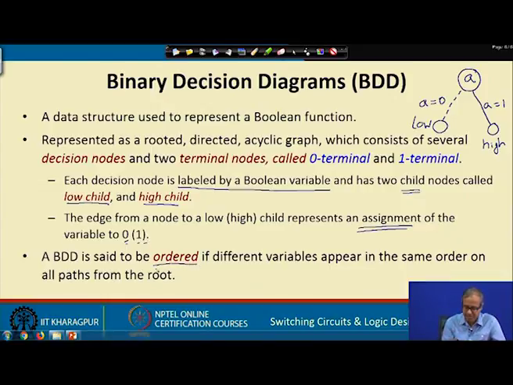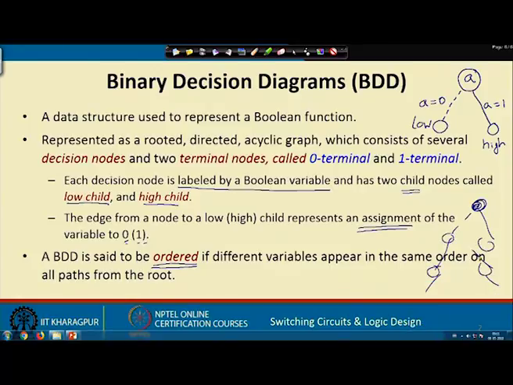In a BDD we will have several such nodes, labeled with variables. Starting from the root, there is a special node called the root. If you look at the different decision nodes that come in between, and the variables appear in the same order in whatever path we traverse from the root, then we say that it is an ordered BDD, an ordered binary decision diagram. This we shall see later.